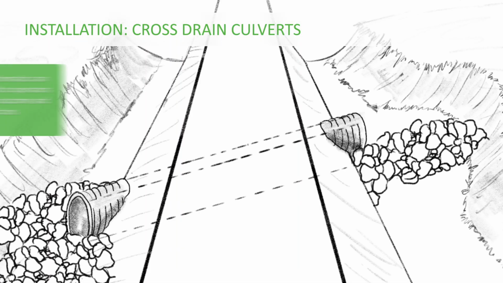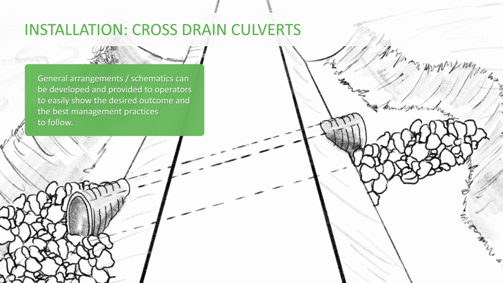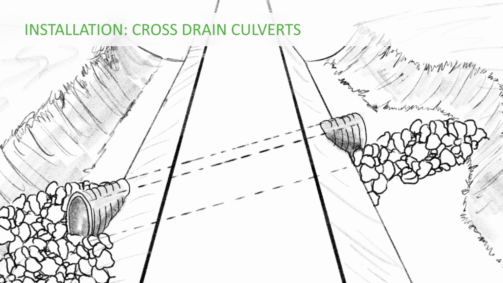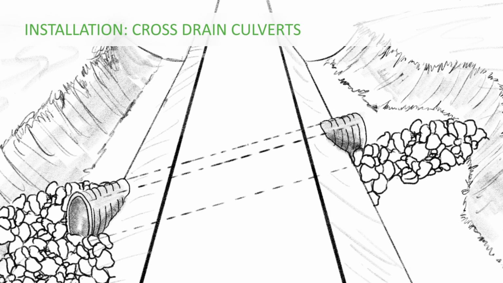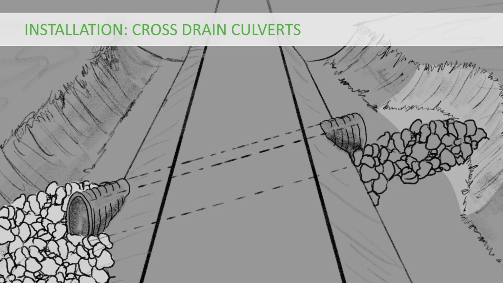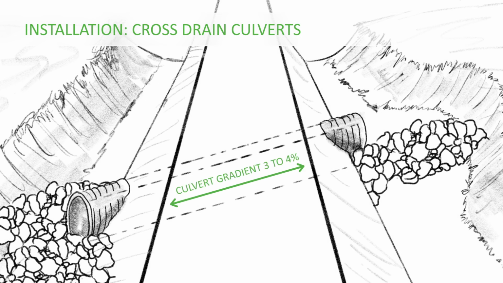Following best management practices will help ensure a successful installation. General arrangements or schematics can be developed and provided to operators to easily show the desired outcome and the best management practices to follow. These schematics for cross-drain culverts highlight the skew, ditch block, outlet location, armoring, bell hole, gradient, and extension beyond the road shoulder. Distance between culverts is identified as being site-specific.